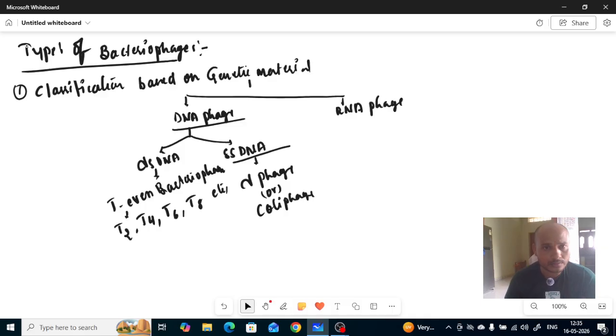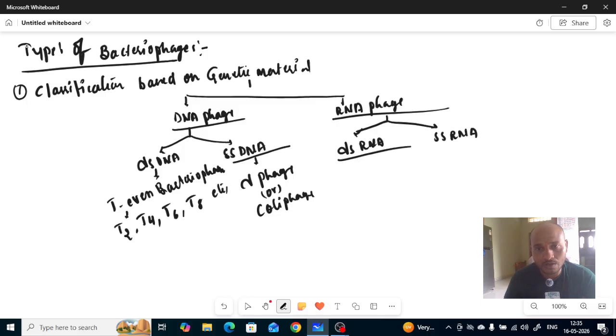Usually most bacteriophages contain DNA as their genetic material, but there are some exceptions. Some bacteriophages contain RNA as their genetic material, and again we have double stranded RNA and single stranded RNA. Coming to double stranded RNA phages, we have phi 6 phage, which is the best example for a double stranded RNA bacteriophage.